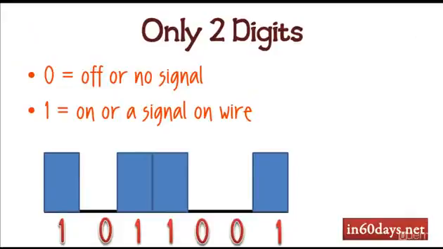Basic binary mathematics. Signals can only be on or off, so you can see here a signal on a wire, as I've represented with the bars on the graph: 1, 0, 1, 1, 0, 0, 1. So these are the signals that are actually being read on the wire.